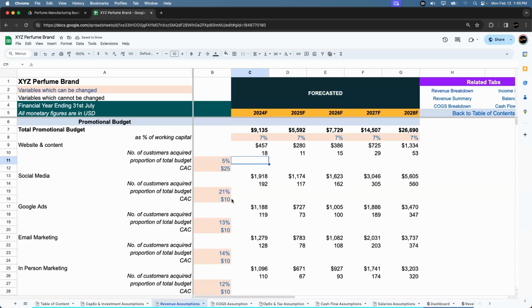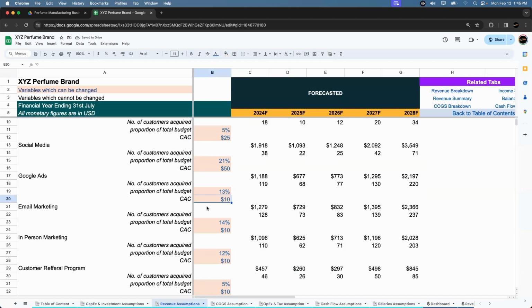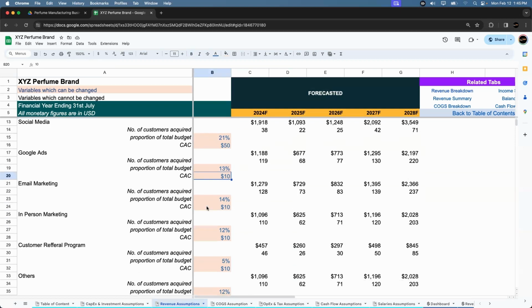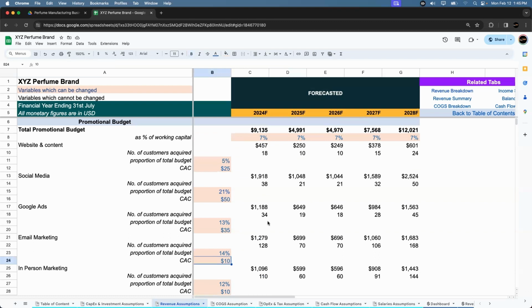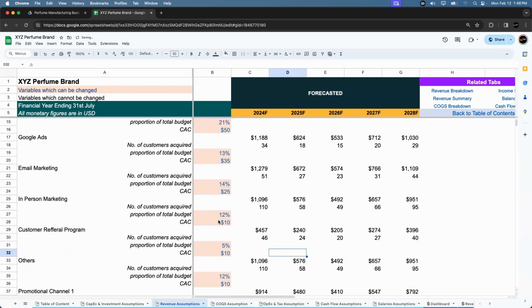So after that, what I'm going to do is social media. Let's make this like $40. So after spending $40 or $50, you're getting one customer. That's the whole idea. Google ads, let's make this $30 or $35. Email marketing, you can adjust these numbers as I mentioned, if you feel like it. Email marketing also pays off pretty well, so let's make this 25.